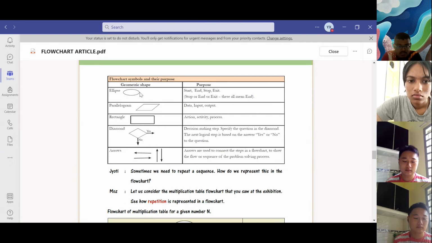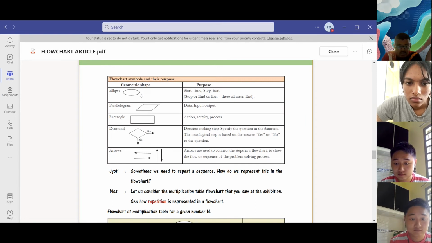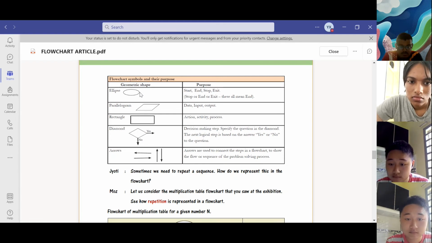Here are the flowchart symbols and their purpose. The first geometric shape is the ellipse. The purpose of it is start, end, stop, and exit, which means end. Secondly is the parallelogram. The purpose is data, input, output. Rectangle stands for action, activity, and process. The diamond is the decision-making step.